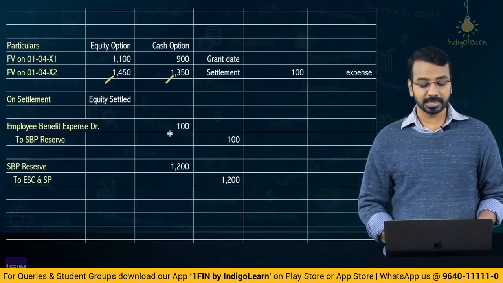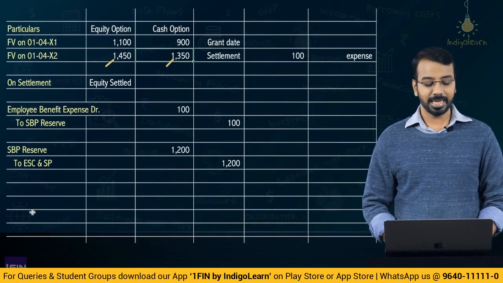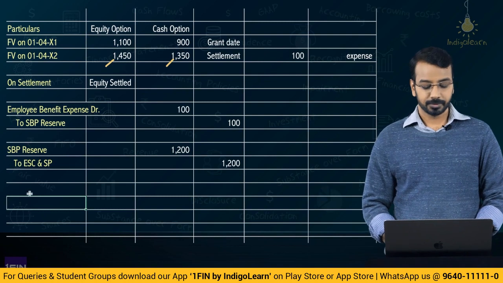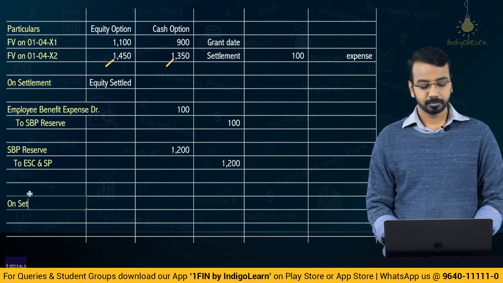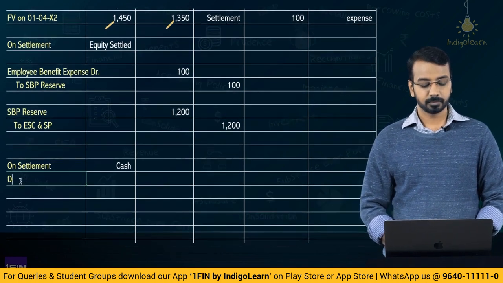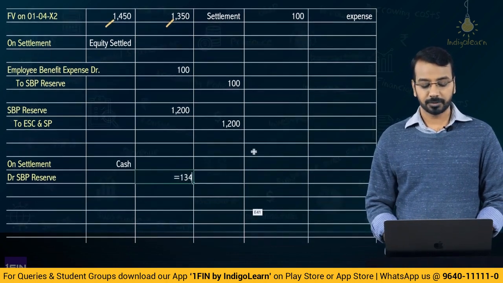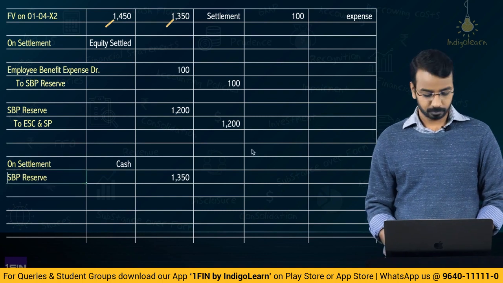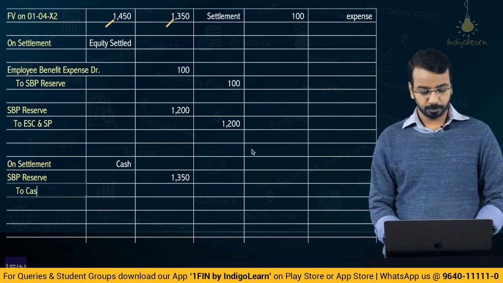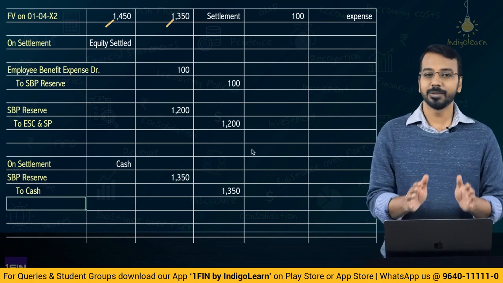Now, in most of the cases, in the second scenario, you will try to go with a 1350 settlement. In that case, if it is cash settled, then debit SBP reserve, that is equity, debit equity by how much? 1350 to cash or bank 1350. Okay, a very simple way of accounting.